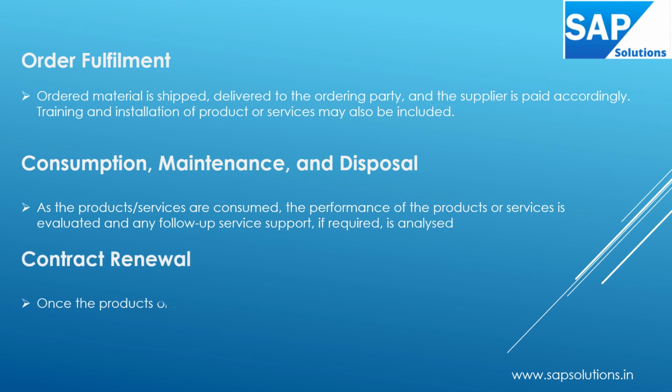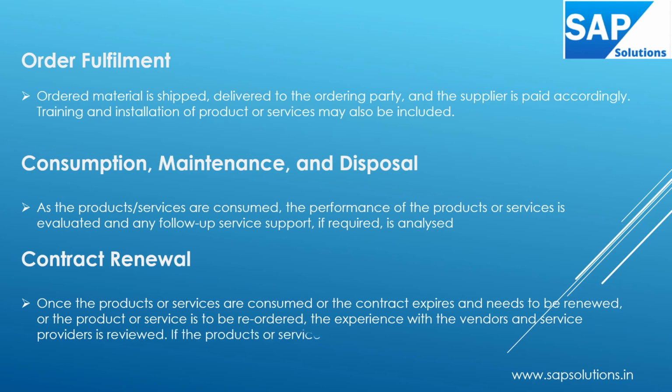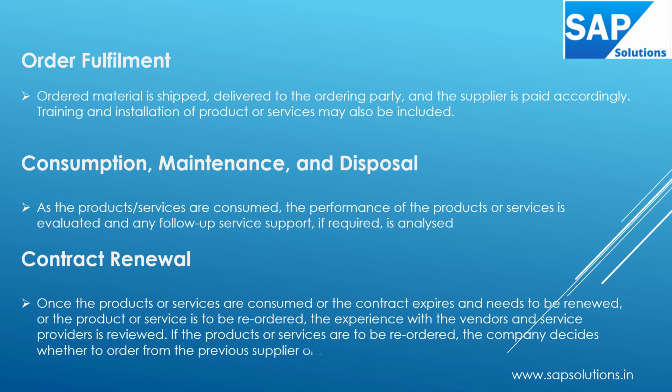Contract renewal. Once the products or services are consumed or the contract expires and needs to be renewed, or the product or service is to be reordered, the experience with the vendors and service providers is reviewed. If the products or services are to be reordered, the company decides whether to order from the previous supplier or think about new suppliers.